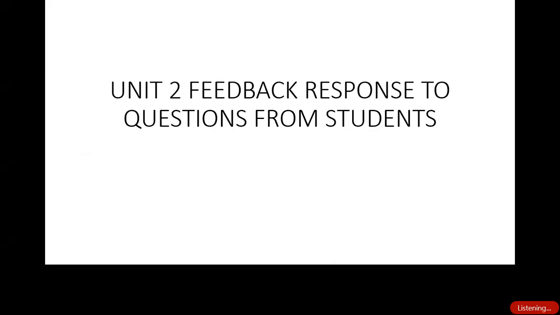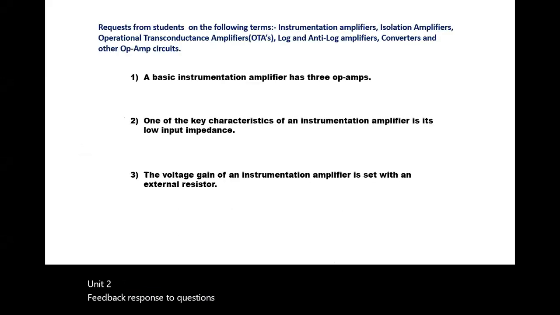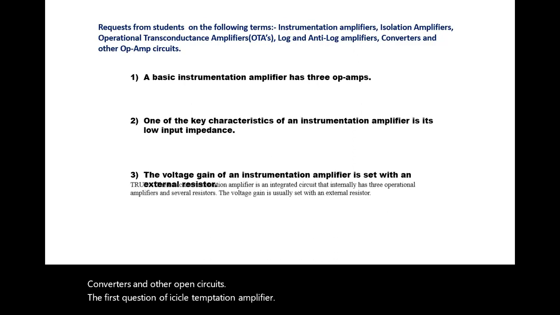Unit 2, feedback response to questions from students. Requests from students on the following terms: instrumentation amplifiers, isolation amplifiers, operational transconductance amplifiers (OTAs), log and antilog amplifiers, converters, and other op-amp circuits. The first question: a basic instrumentation amplifier has 3 op-amps.